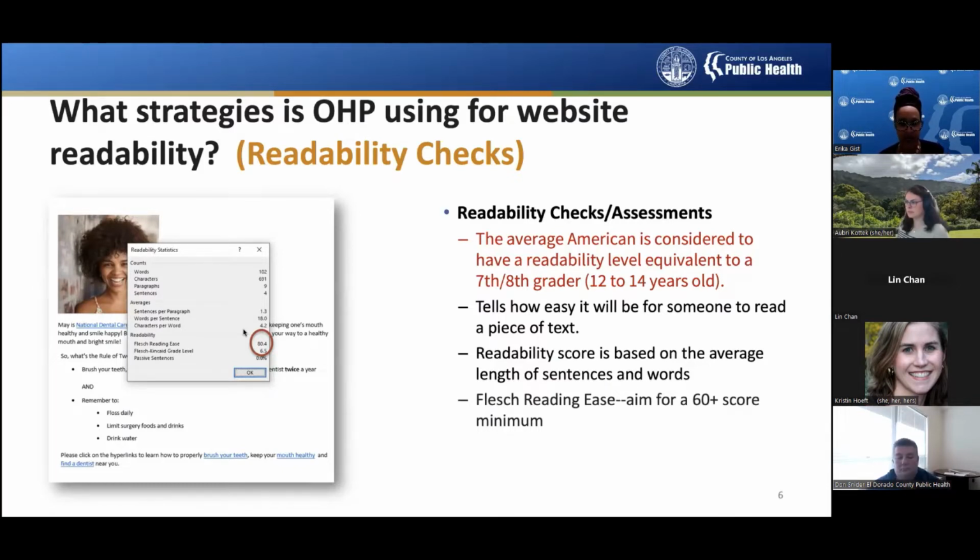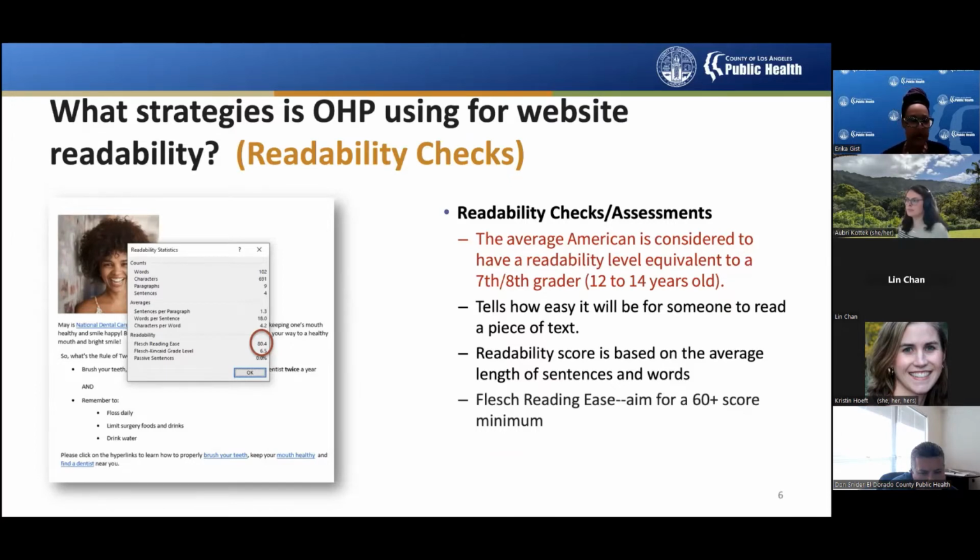As a senior health educator for OHP, I am tasked with creating the monthly oral health spotlight and having it posted to our website. In this particular example, which is posted on the slide, you can see that my content is at a sixth grade reading level with a reading ease of eighth grade. This means that the text should be relatively simple for the average adult to read.